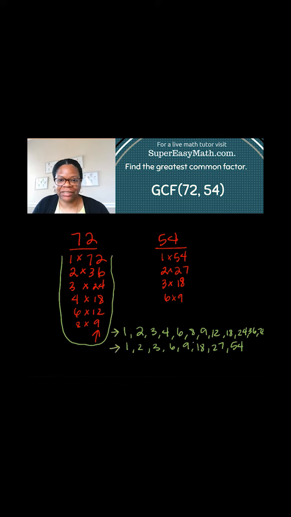And then I check to see what is the greatest common of the factors. So the 1 they both have in common, the 2 are both in common, 3, 4. We want the largest, and in this case, it would be the 18.